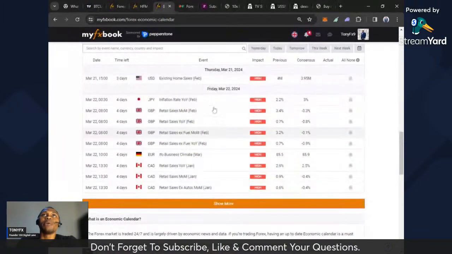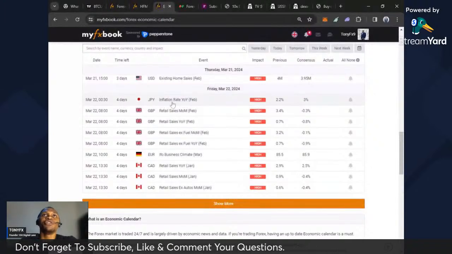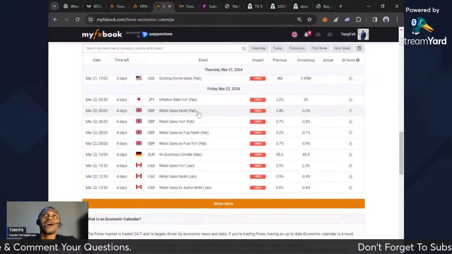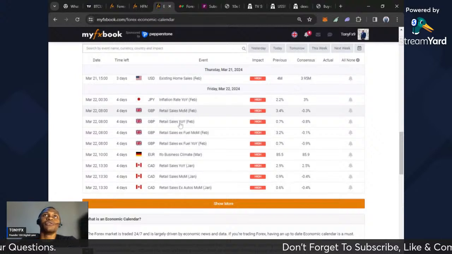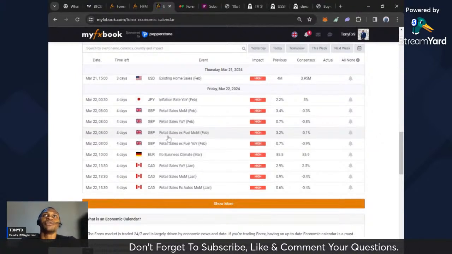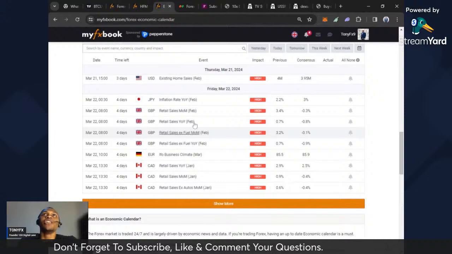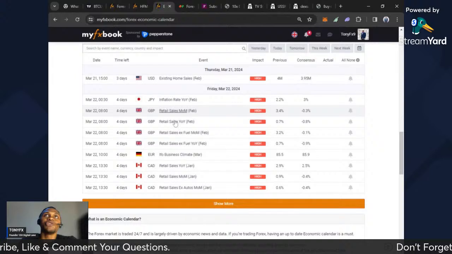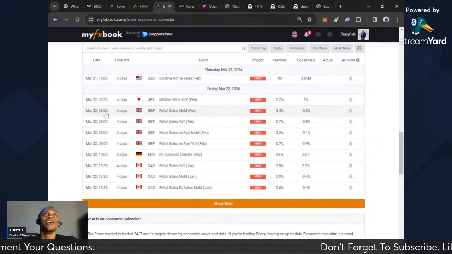So to wrap up the week on Friday, we have inflation rate year-over-year for Japan, early Asian session. On London session, we have retail sales month over month for Great Britain pound, retail sales year-over-year for Great Britain pound, retail sales ex-fuel. This is all a derivative of retail sales month over month. So I'll be much more interested in retail sales month over month and retail sales year-over-year at 8 a.m.